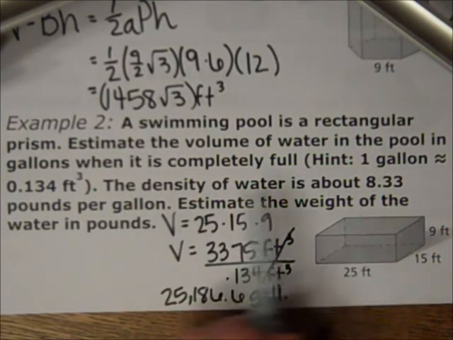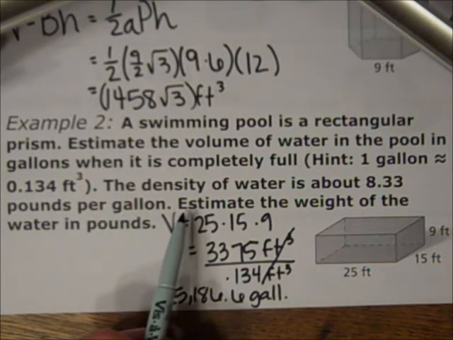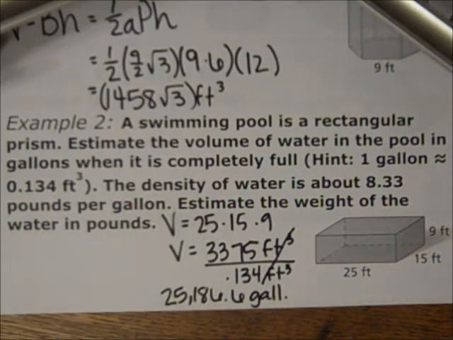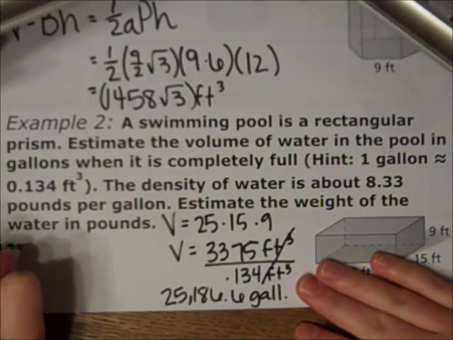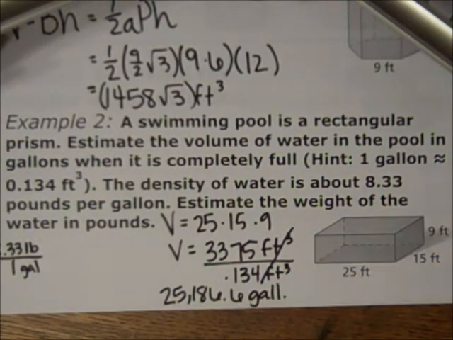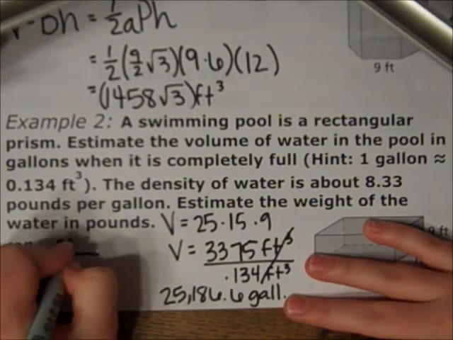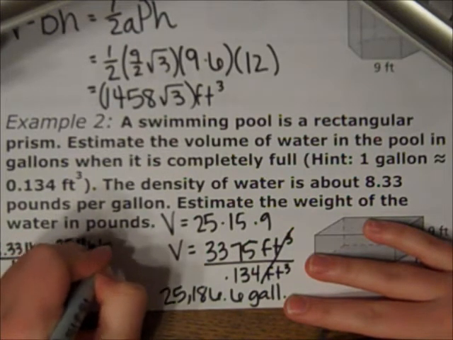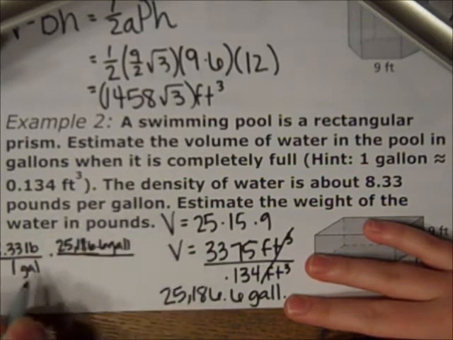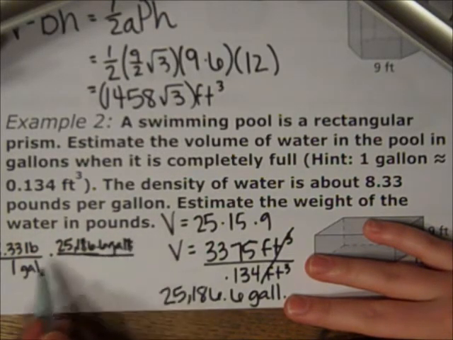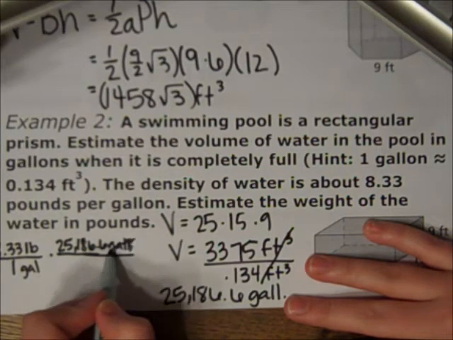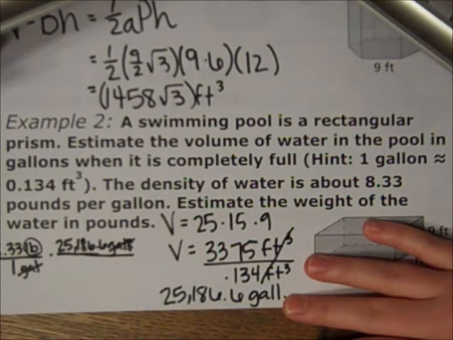The density of water is 8.33 pounds per gallon. Estimate the weight of water in pounds. So if you have a hard time with conversions, think about it like this. 8.33 pounds per 1 gallon. I'm trying to get gallons to cancel out. So if gallons is on the bottom here, then I need this gallon to be on the top, so that when I multiply, gallons and gallons will cancel out, and it will leave me with pounds.